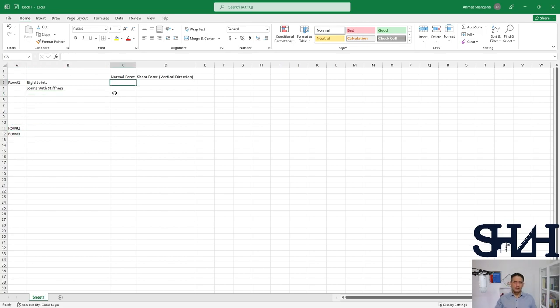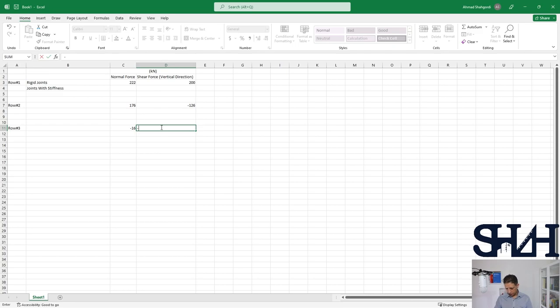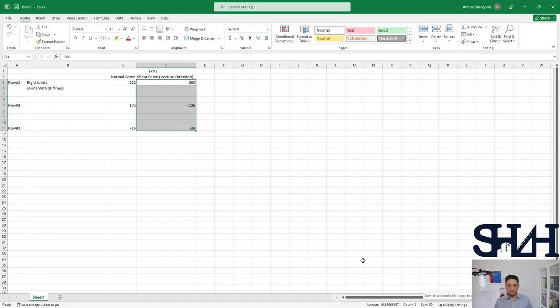Row number 1 was 111 kilonewton for each bolt, so it is 222 kilonewton, and the shear force was 99 for each bolt, so 200 in total, positive. For row number 2, it was 176 in total, and minus 63, minus 126. And for row number 3, it was minus 8.1, let's go with 8. Minus 16 and minus 24 in total. So here we can see that the summary of these values is exactly 50, and it shows that the entire load is transferring to the column, but the distribution is a little bit debatable with this rigid joint method.